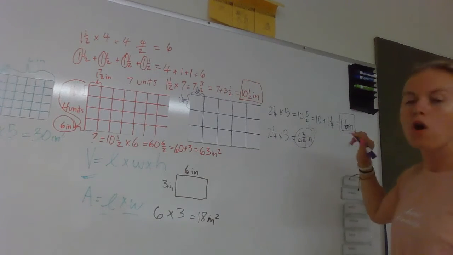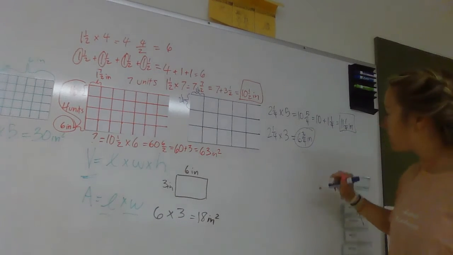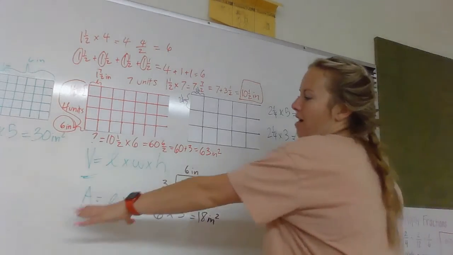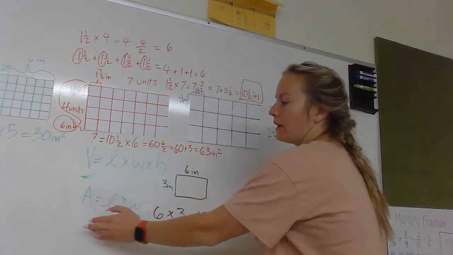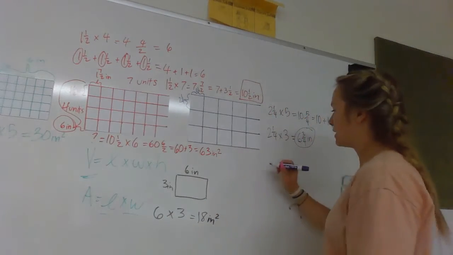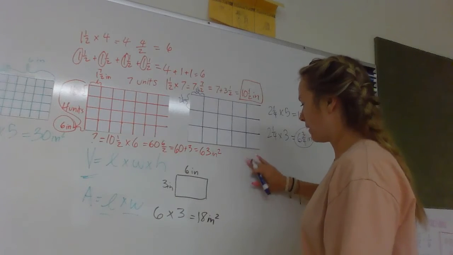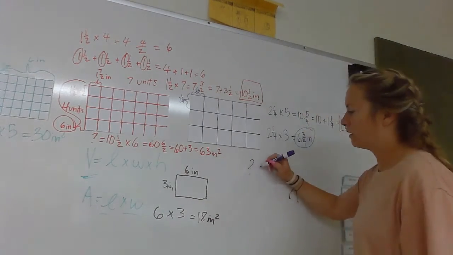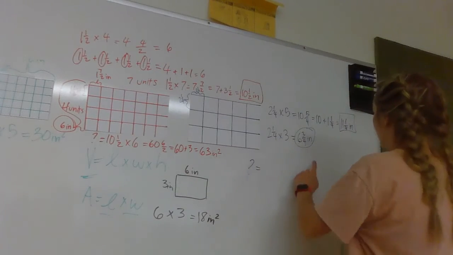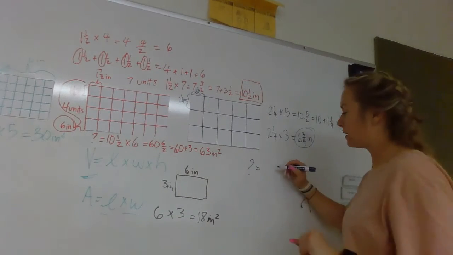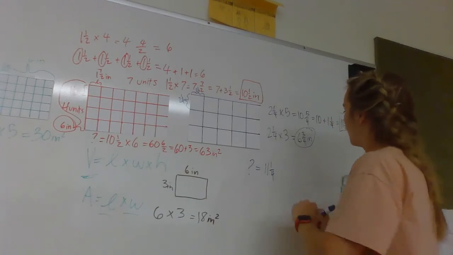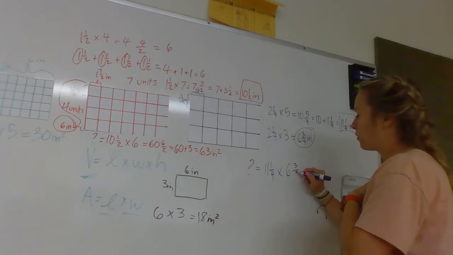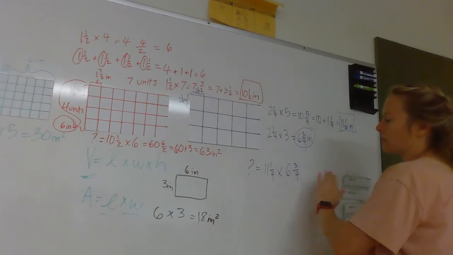So that's our width. We've got our length and our width, and now to find our area, we go back to our area equation. Area equals length times width. I'm going to put a question mark on my area because I don't know what it is yet, equals length. Our length is 11 1/4 times our width, which is 6 3/4. So that's 11 1/4 times 6 3/4.